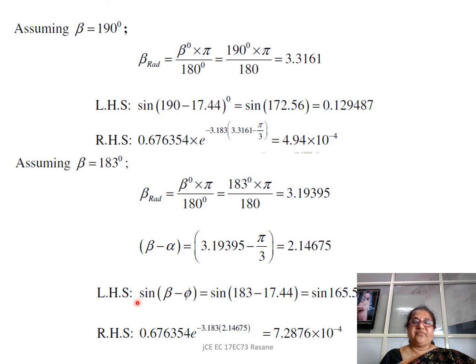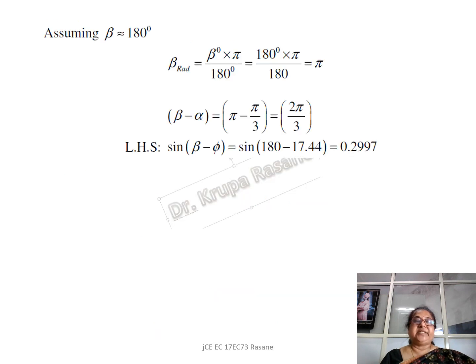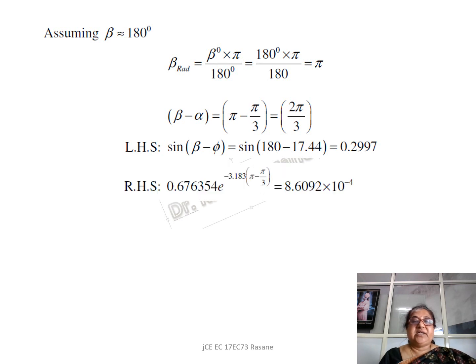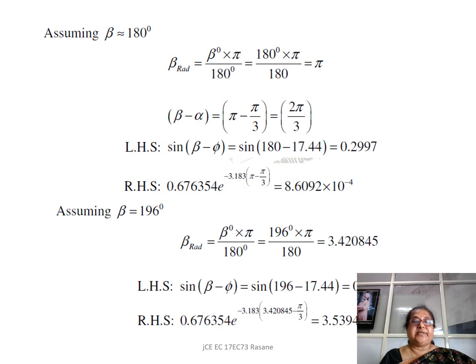And again verify the left hand side with the right hand side. So again you will find that they are not matching. So next, I will take beta as 180 itself. And when I take beta as 180, I'll again check the left hand side and right hand side matching. And I will see that on the left hand side I'm getting 0.299, and on the right hand side I'm getting 8.60292. Okay.